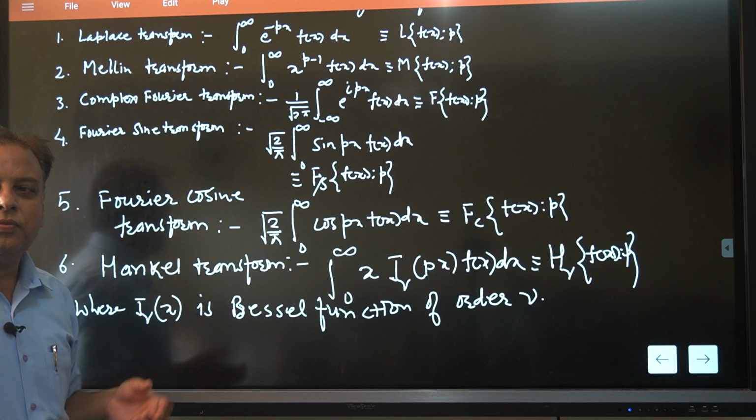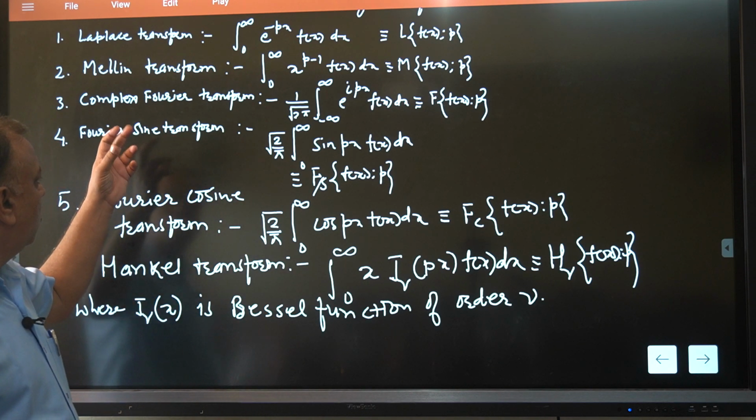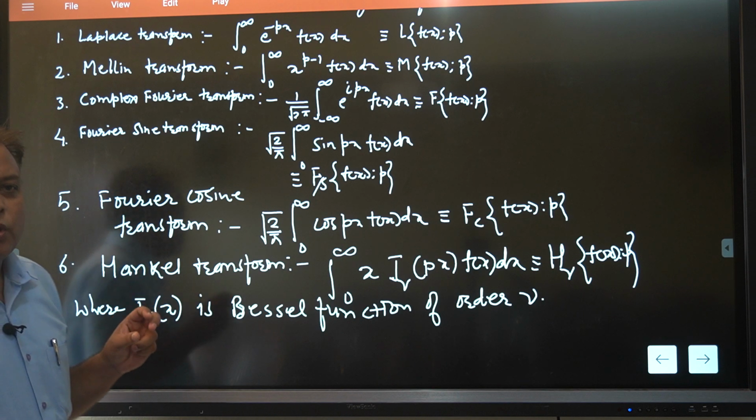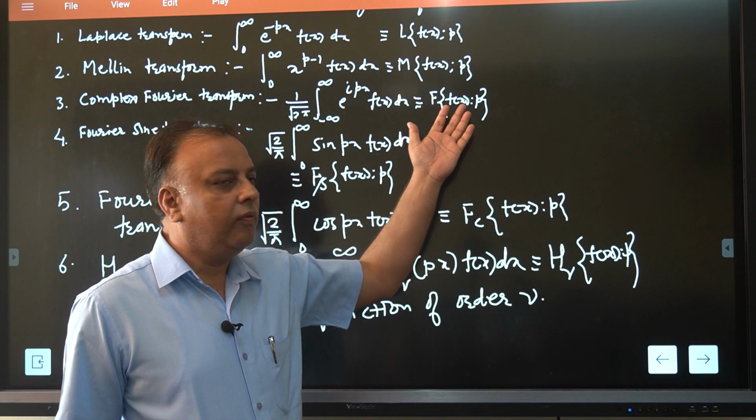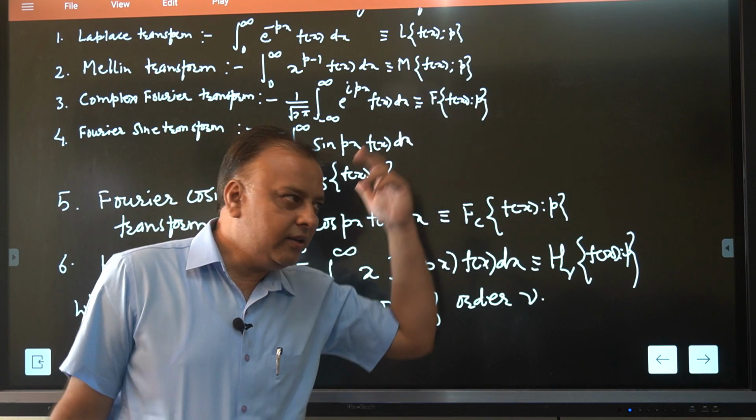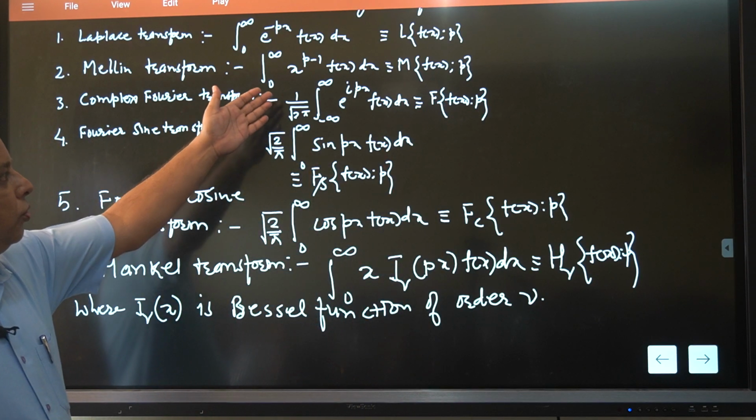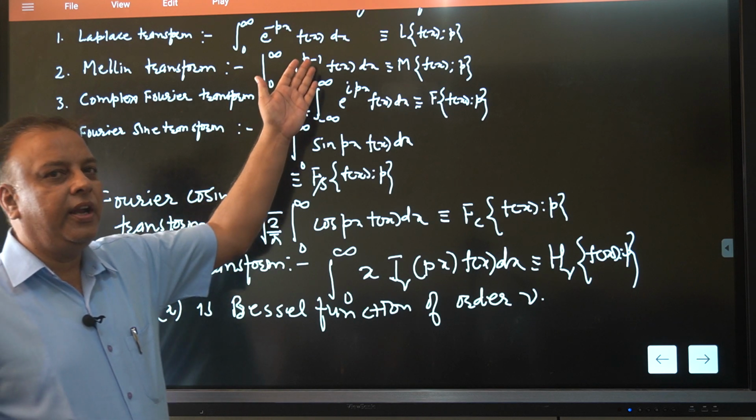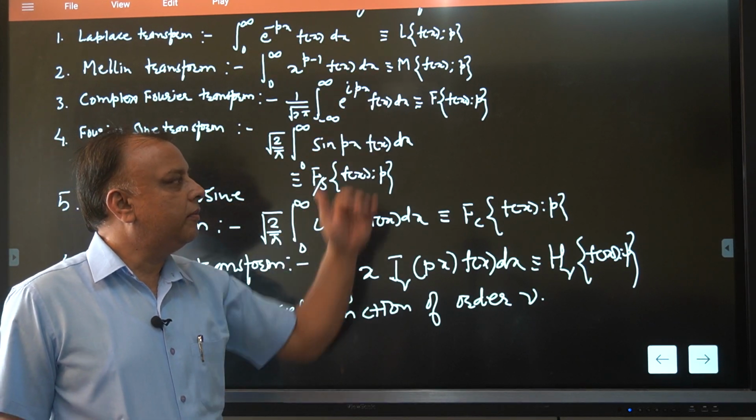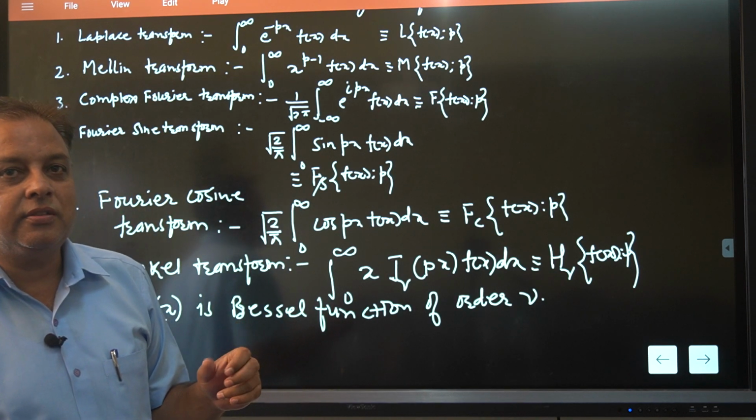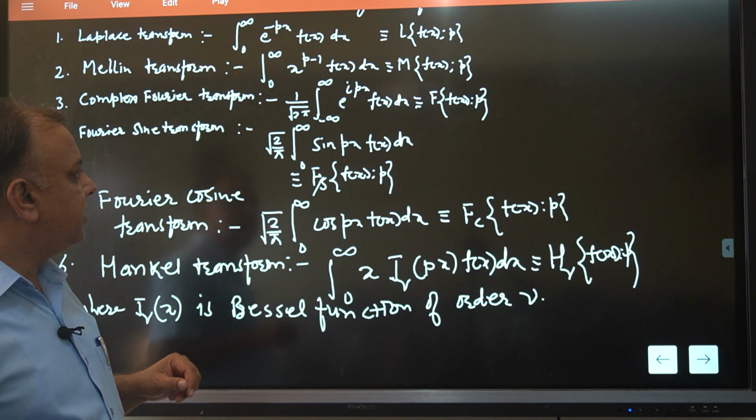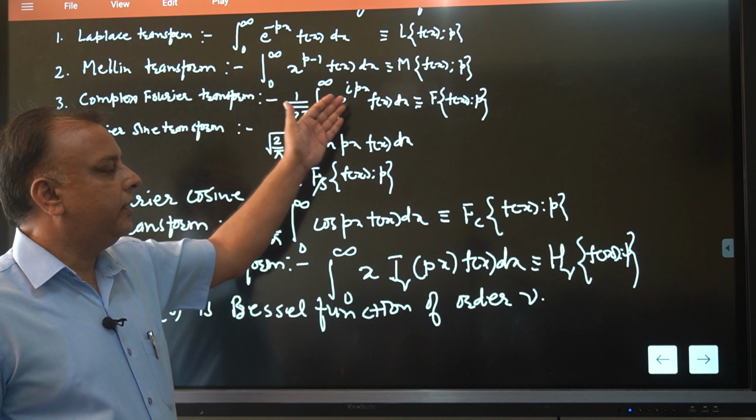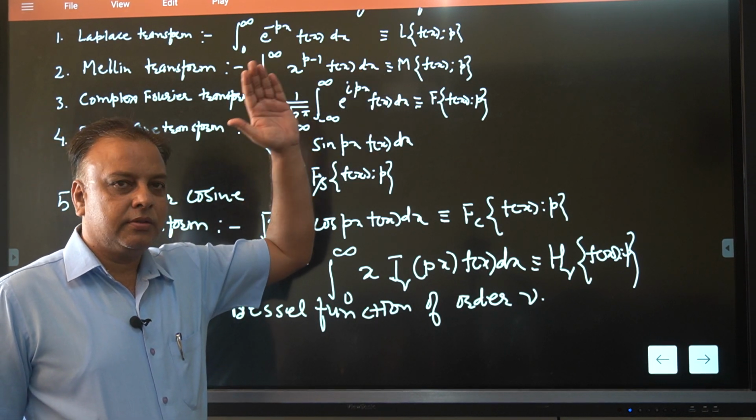There are three types of Fourier transformation. One is the complex Fourier transformation, which is denoted by F{f(x)}(p), and it is given by 1 upon root 2 pi times the integral from minus infinity to infinity of e raised to i p x f(x) dx. The kernel of the complex Fourier transformation is 1 upon root 2 pi e raised to i p x.